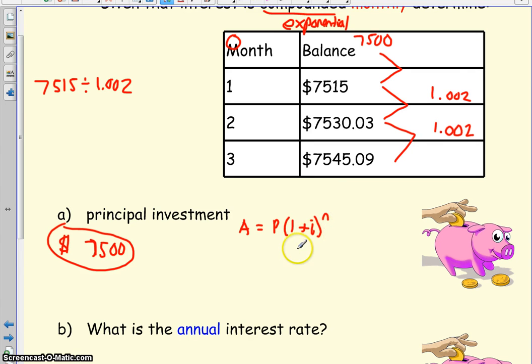we know that the value of the base in the equation is going to be equal to a constant ratio, so we know that's going to be equal to 1.002. Okay, and then we can take the value for any month that we want.